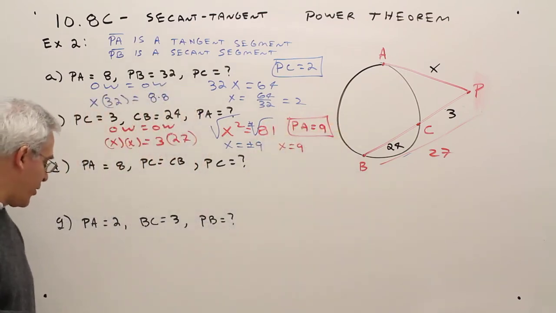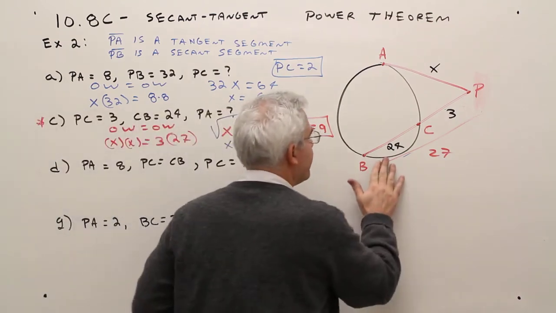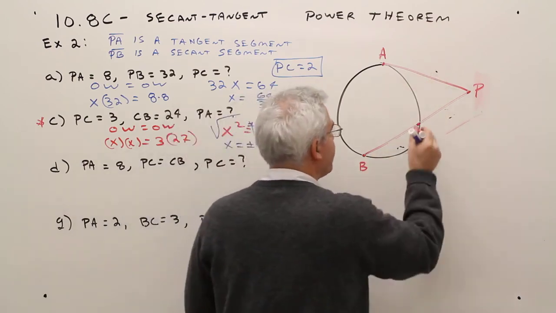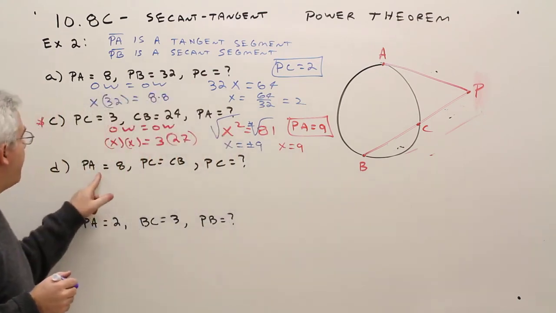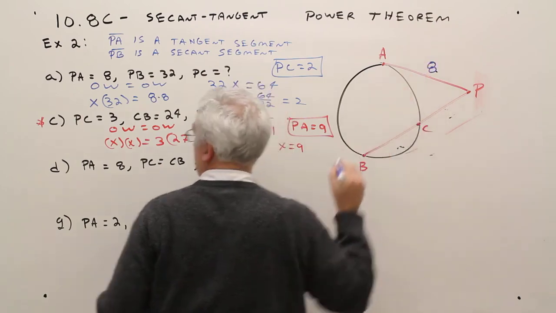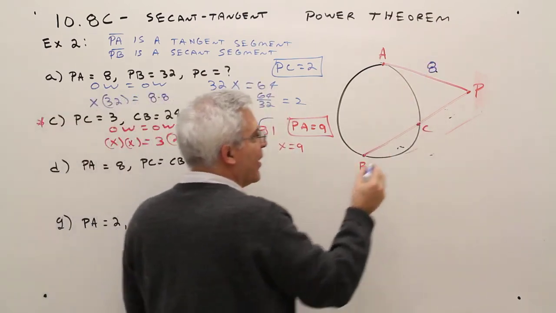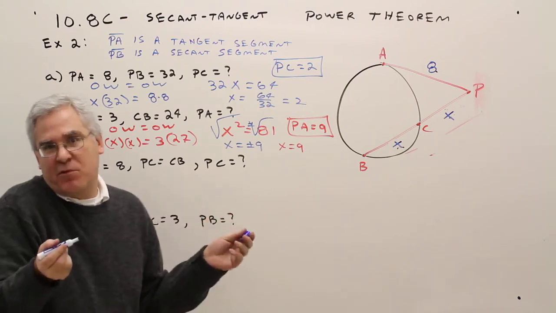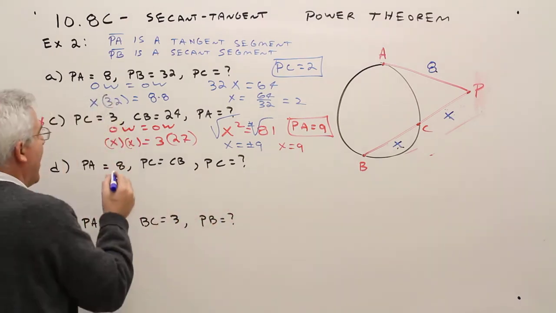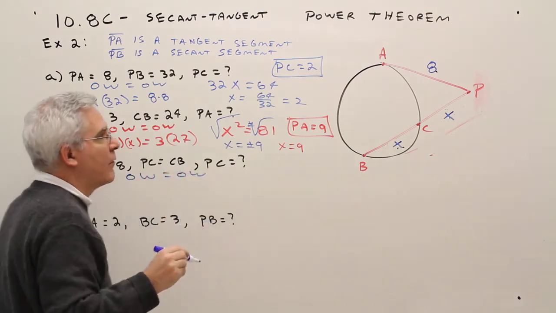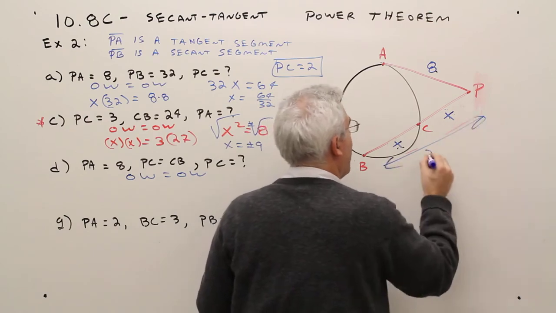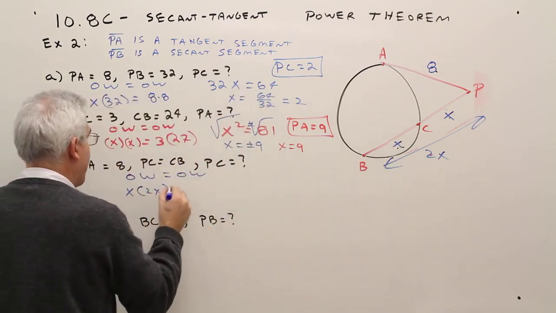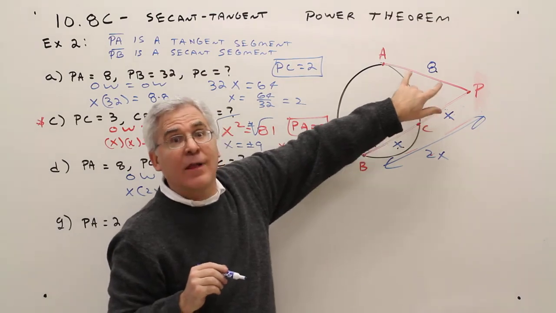Okay, that wasn't too bad. 2 more to go. All right, so again, erasing the numbers. Not the letter, I think that was letter C there. All right, so now PA is 8. PC is equal to CB, so I could say your X and your X, find PC, which is really find X. Okay, once again, OW equals OW. So I'll say this whole thing here is 2x. So outside times whole, x times 2x equals outside times whole, 8 times 8.